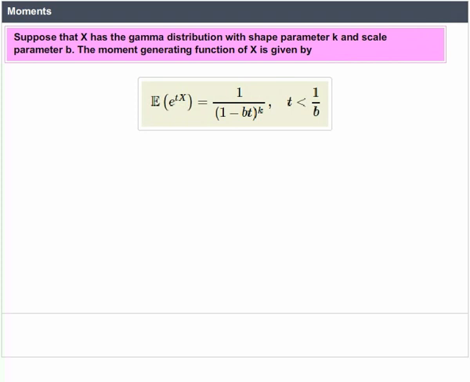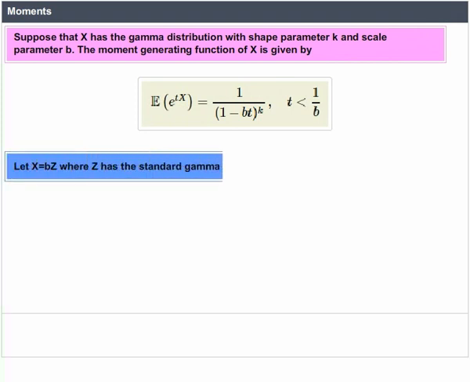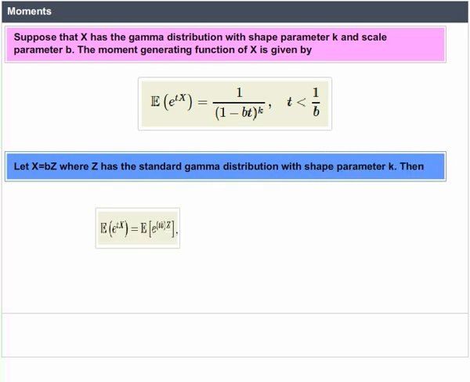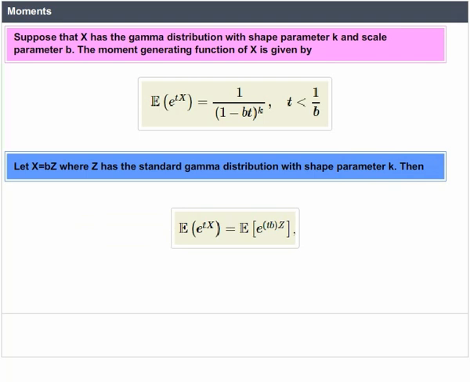Let X = bZ, where Z has the standard gamma distribution with shape parameter k. Then the expectation of e^(tX) equals the expectation of e^(tbZ). So the result follows from the moment generating function result above.